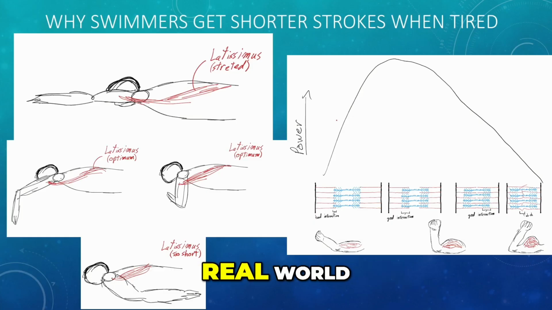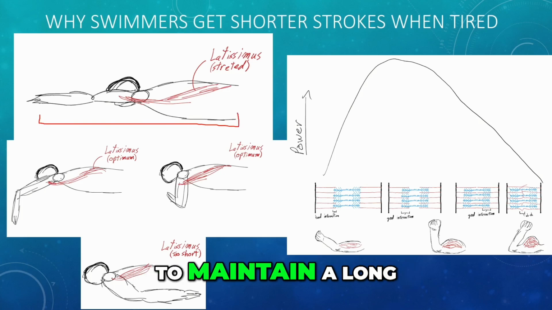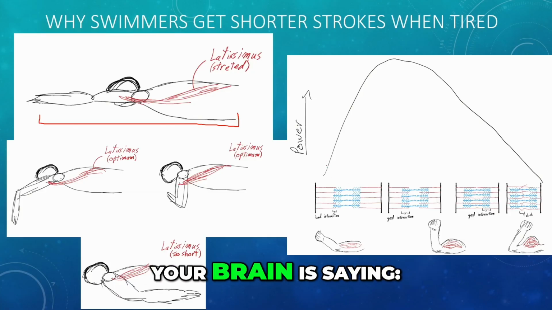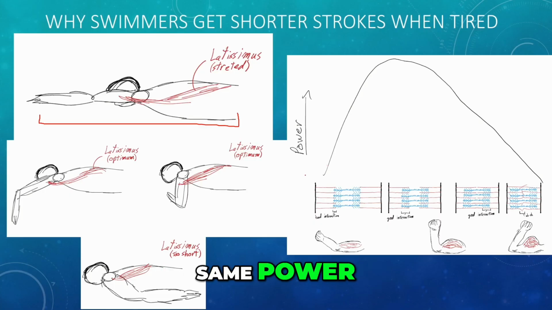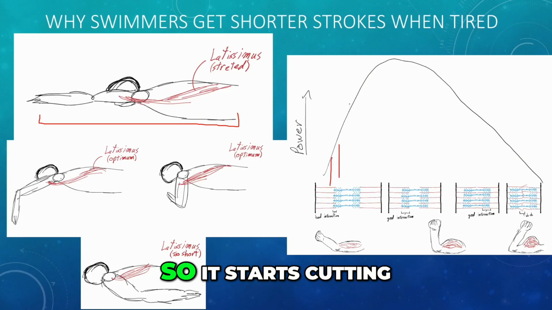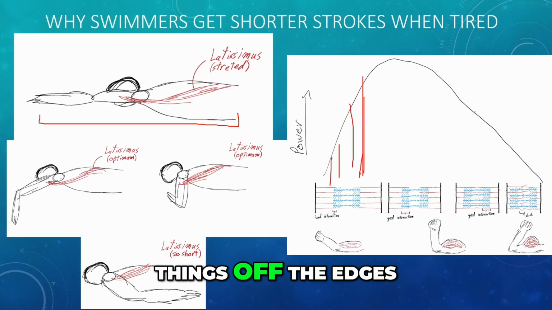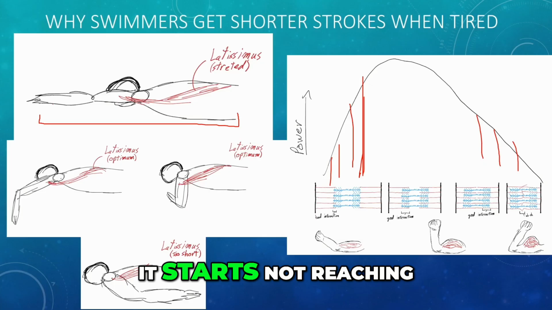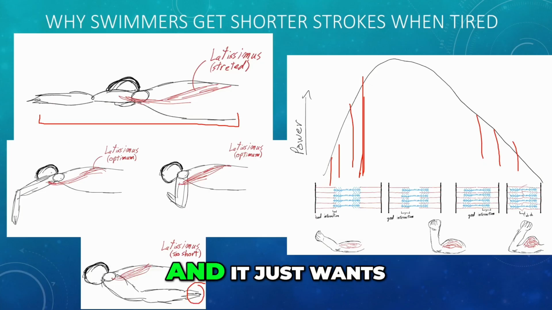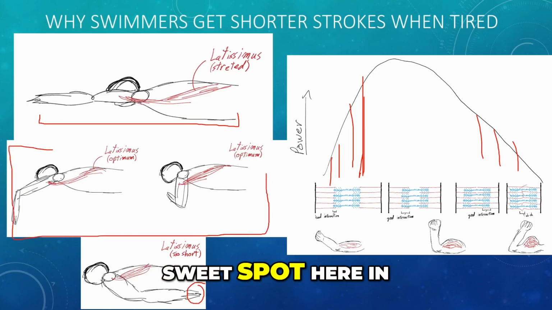So putting this into the real world application of swimmers, it becomes really hard to maintain a long, as tall as you can stroke, especially when you start getting tired. As you start getting tired, your brain is saying, keep giving me the same output, keep giving me the same power, but your muscles can't really respond by maintaining the length, right? So it starts cutting things off the edges. It starts not reaching out as far, not going back far enough, and it just wants to stay in the sweet spot here in the middle.